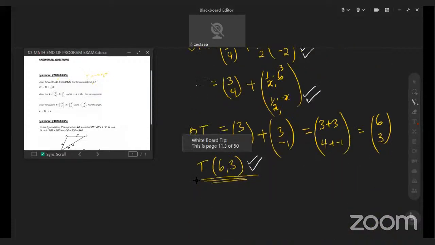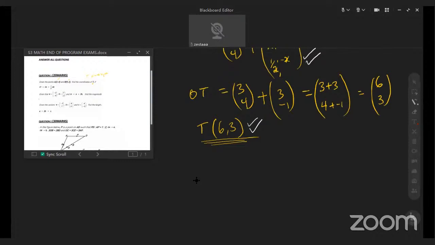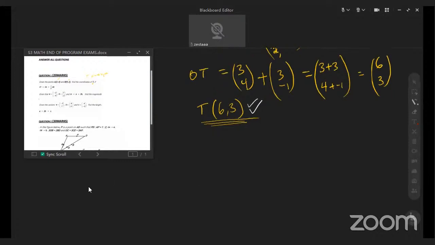I hope if there is any question on that, you could raise it so that we can try to sort it out together as far as that is concerned. Any question? No. All right, let's move on to the second one.